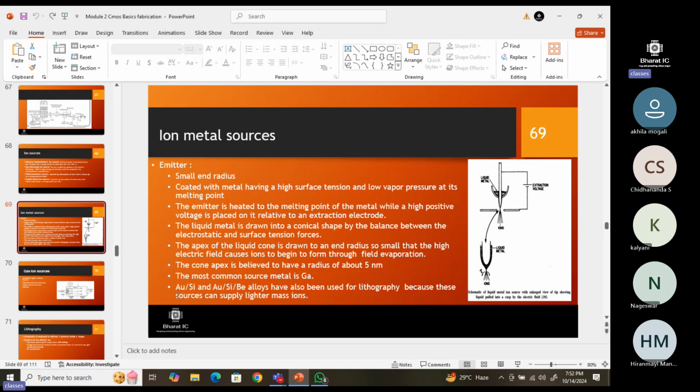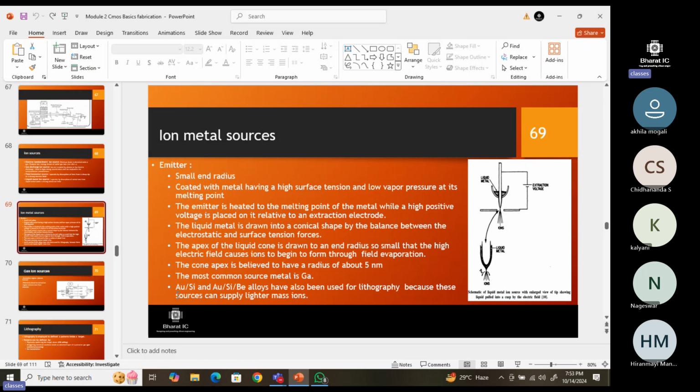The emitter is heated to the melting point of that metal, while a high positive voltage is also placed on the extraction electrode. Now the liquid metal is drawn into the conical shape, because of the balance between the electrostatic and surface tension forces.